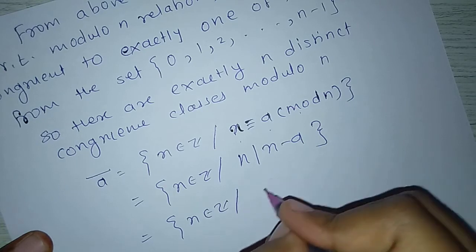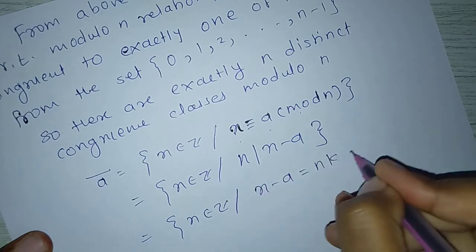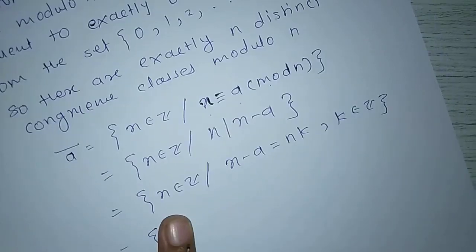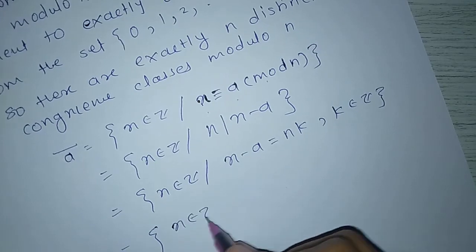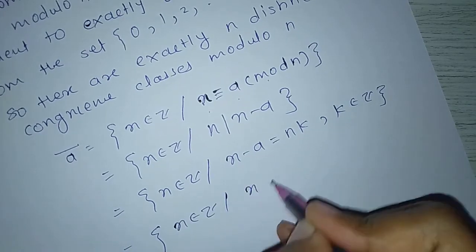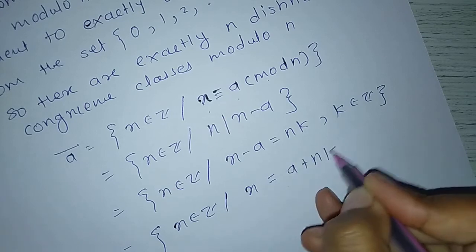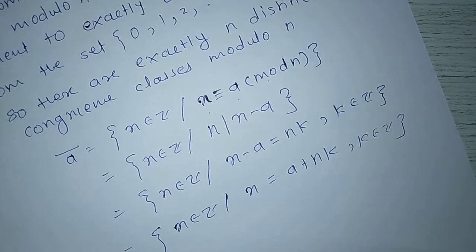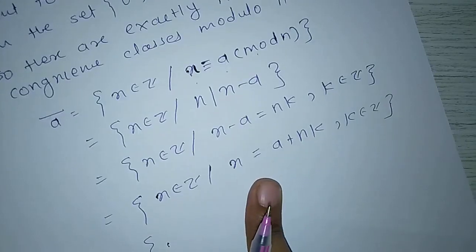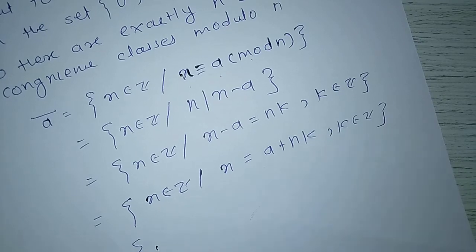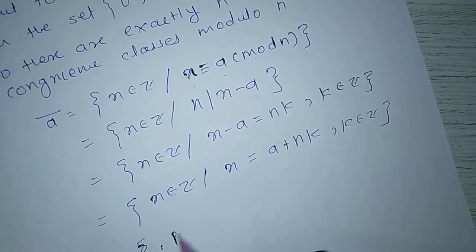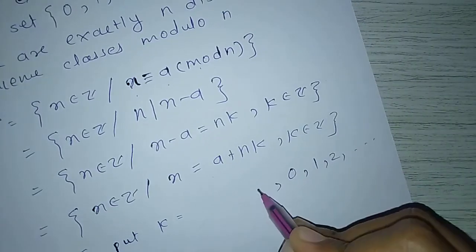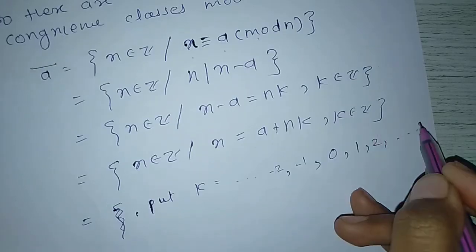N divides x minus a means x minus a equal to nk, where k belongs to Z. This set is nothing but the set of x belongs to Z, where we convert this equation into x equal to a plus nk, k belongs to Z. We know k belongs to Z. Put here k equal to 0, 1, 2 and so on. From here -1, -2 and so on.